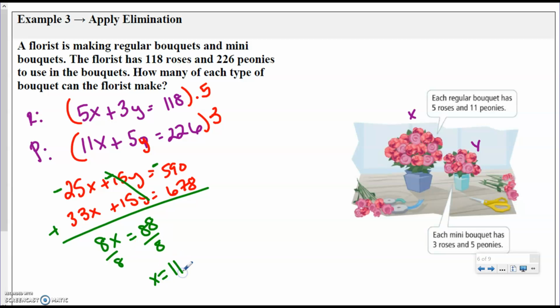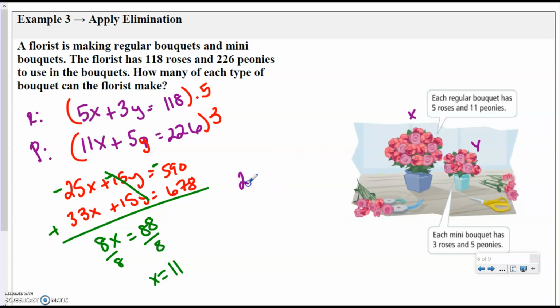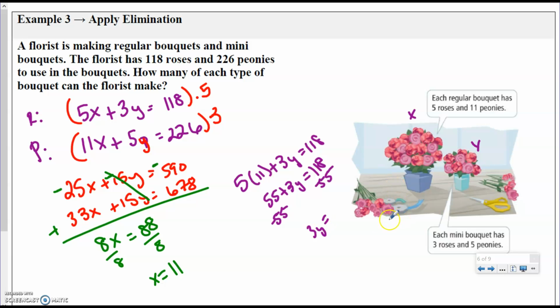So if I divide by 8 on both sides, I get x equals 11. We still need to plug that in to figure out y. Actually, I'm going to go to the beginning. I'm going to use that first equation. So 5 times 11 plus 3 times y equals 118. So 55 plus 3y equals 118. Subtract 55 from both sides. 63. Divide everything by 3, and I get 21.